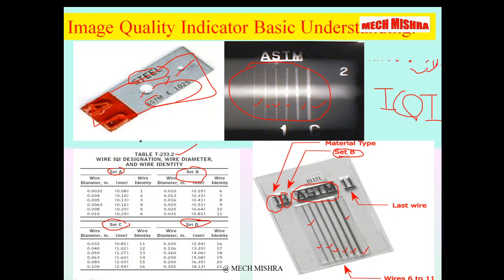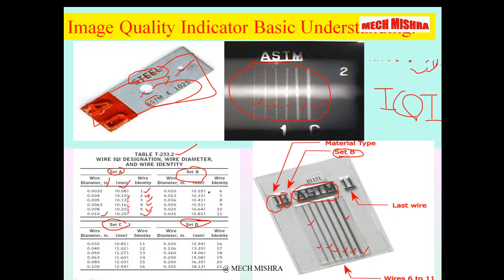So there were 4 sets, and what is there in sets? In set A, all sets will be having 6 wires, and wire identity will be 1, 2, 3, 4, 5, 6, means there will be 6 wires, and the dia will be this. These are the dia in inch, and in mm it's 0.08, 0.1, 0.13. These are the dia for set A.